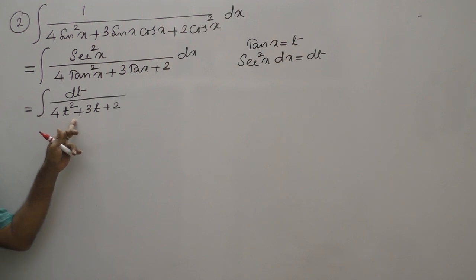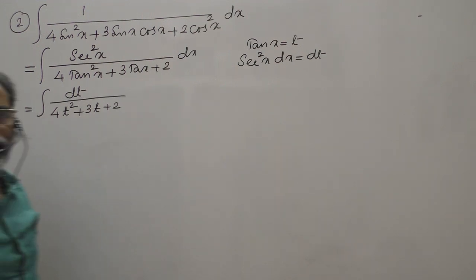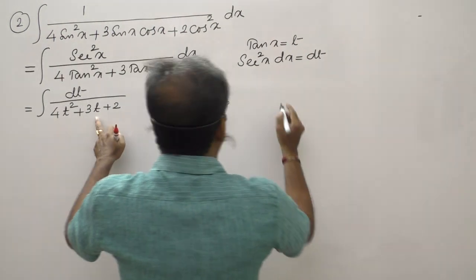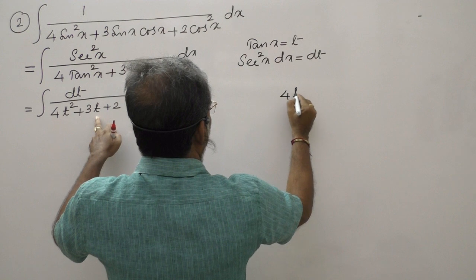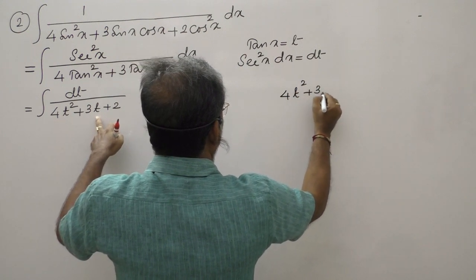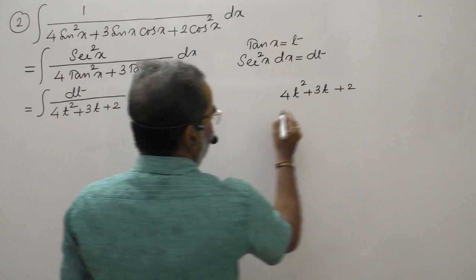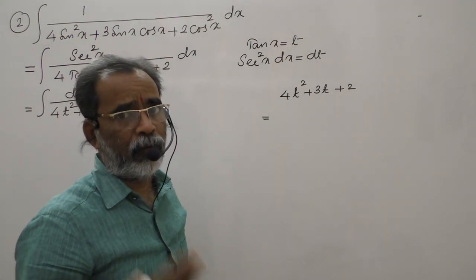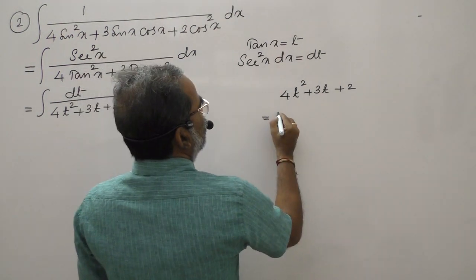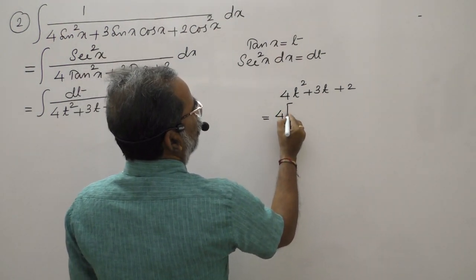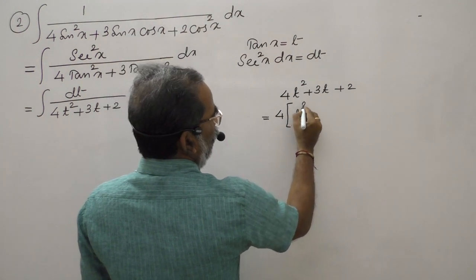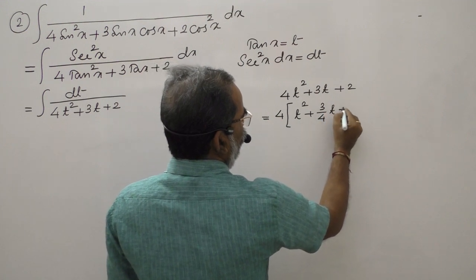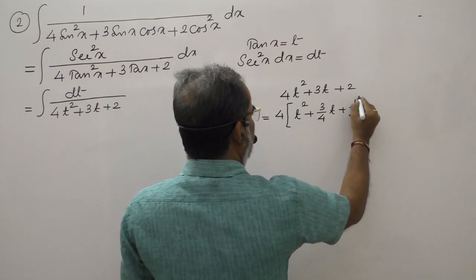Now we will express this in terms of a square plus x square or x square plus a square, in that form. See now, I am taking this 4t square plus 3t plus 2. This is also a model we have seen in the fourth video I think. So firstly I will take 4 common here. If I take 4 common, I have t square plus 3 by 4 into t, plus 2 by 4, which is 1 by 2.